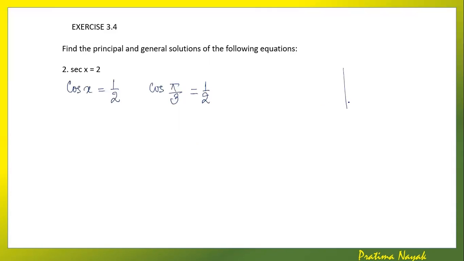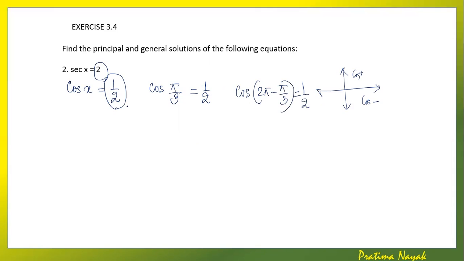Because you have to remember the quadrant where it will be positive and where it will be negative. So cos is positive in the first quadrant, and again cos is positive in the fourth quadrant. So you have to recall where it will be again. It will be cos of 2 pi minus pi by 3, again half. So one value I am getting is x is equal to pi by 3, and another is 6 pi minus pi, that is 5 pi by 3. This is your principal solution.